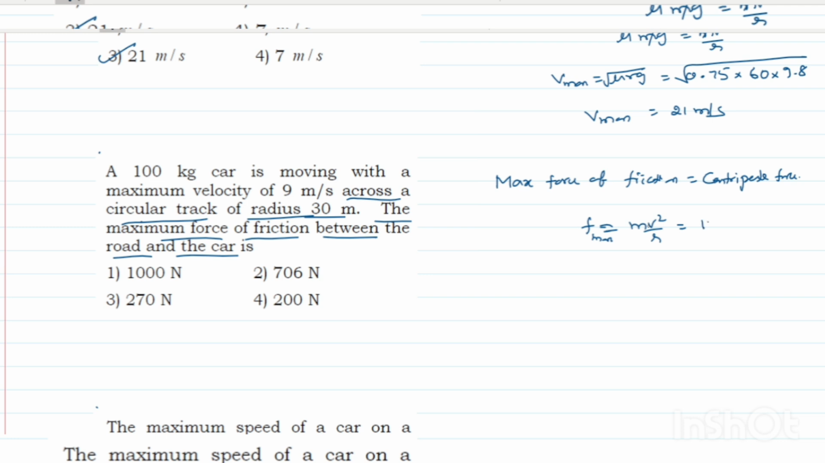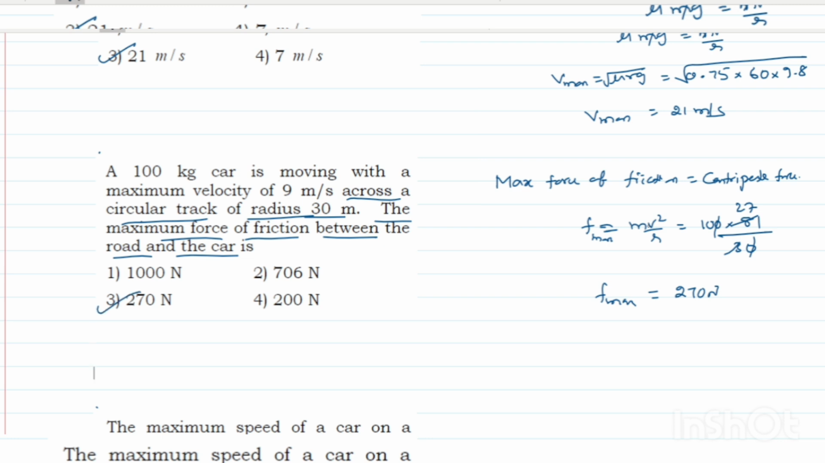Mass is given as 100, velocity is 9, and 9 nines are 81, divided by radius 30 meter. Here the 0 gets cancelled, and 3 into 27 gives 270. So the maximum frictional force is 270 Newton.